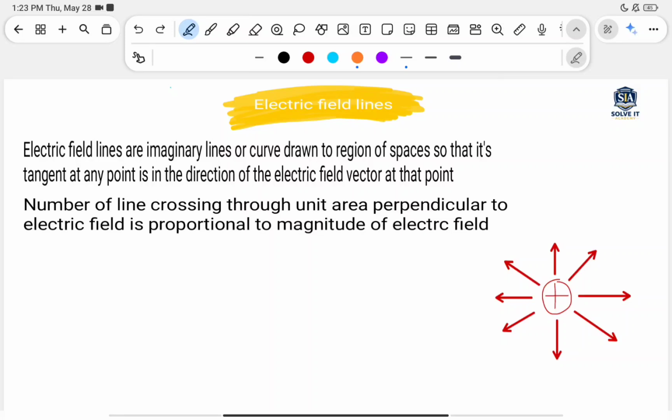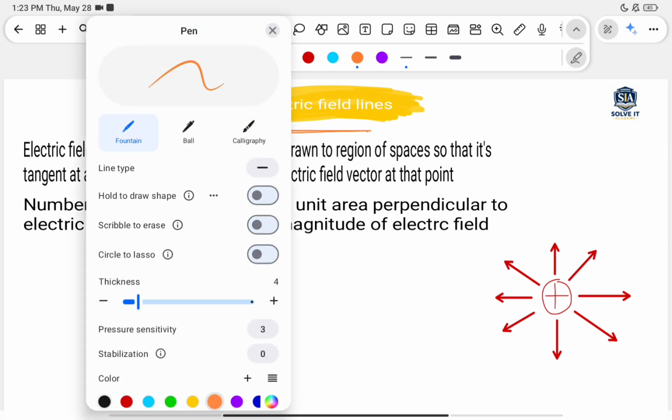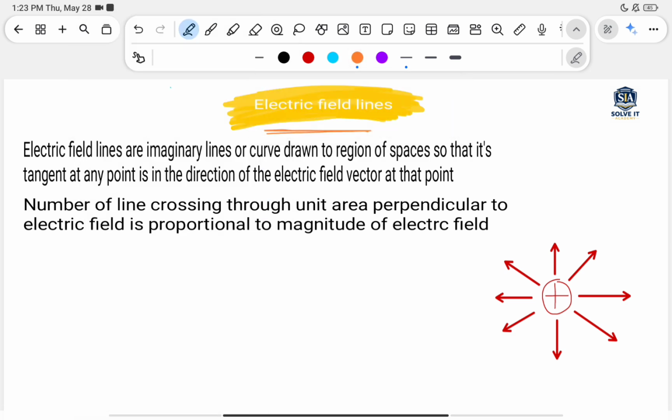So the topic is electric field lines. What are electric field lines first of all? Electric field lines are imaginary lines or curves drawn to a region of space.